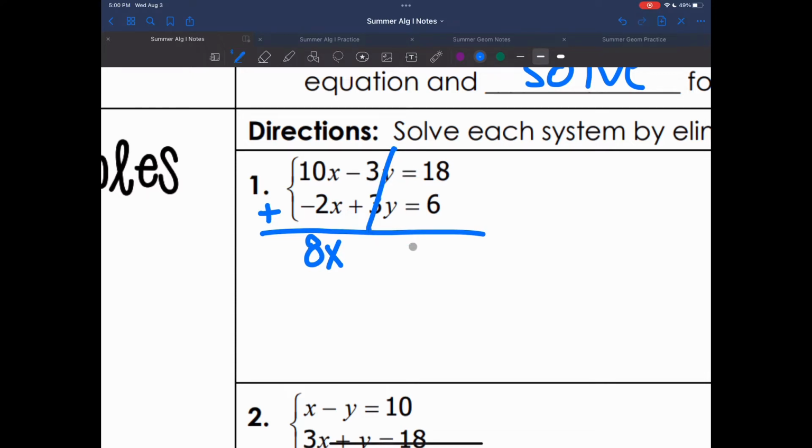And then we're going to write our equal sign next. And of course, a lot of people forget this. You still have to add on this side as well. Okay, so we're doing 18 plus 6 to give us 24.